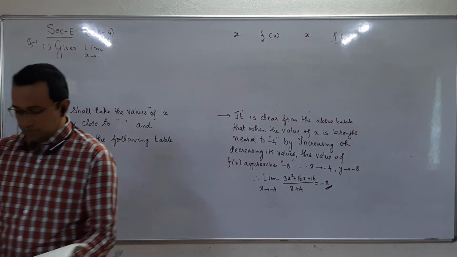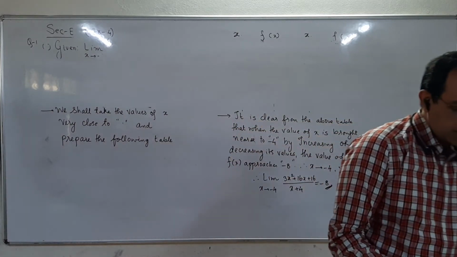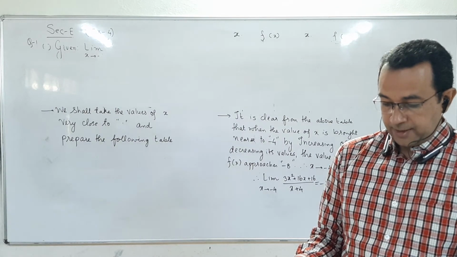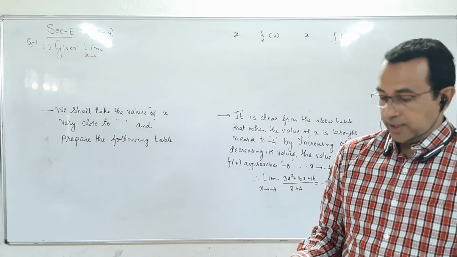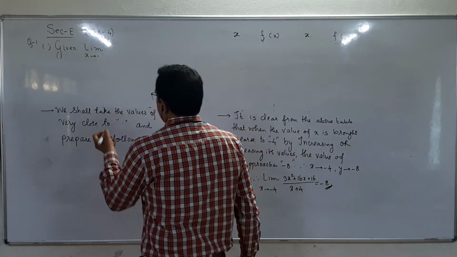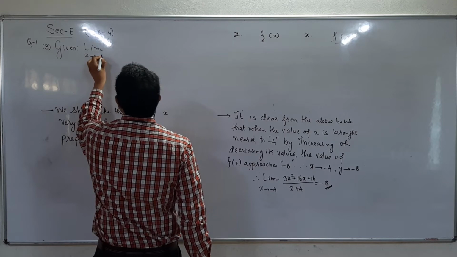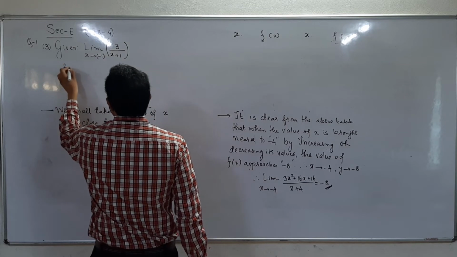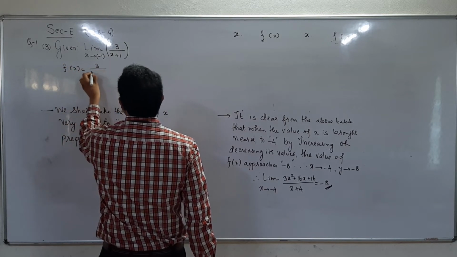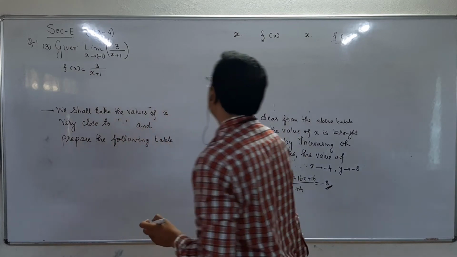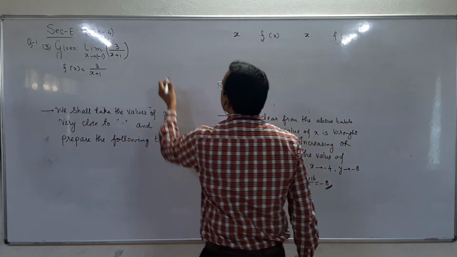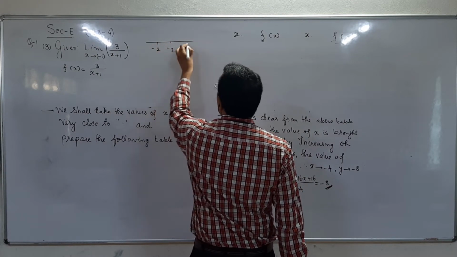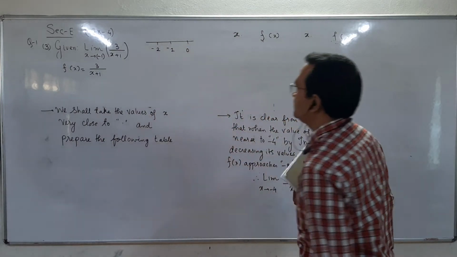Okay, let us check what is the question. Students, the question is, using tabular method, prove that limit x tends to minus 1 of 3 upon x plus 1 does not exist. So here we write the given function f of x is equal to 3 divided by x plus 1. No need to simplify this, since factorization is not possible. Minus 1, left hand side is minus 2, right hand side is 0.